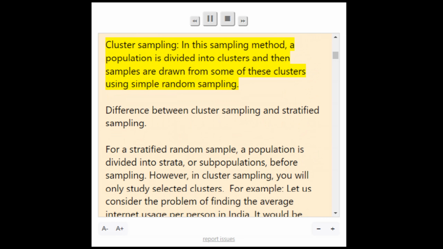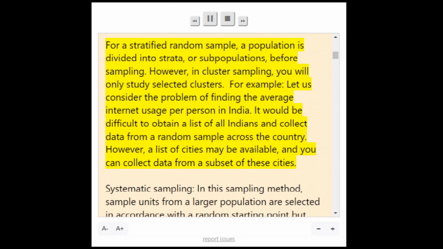Cluster sampling: in this sampling method, a population is divided into clusters and then samples are drawn from some of these clusters using simple random sampling. Difference between cluster sampling and stratified sampling: for a stratified random sample, a population is divided into strata, or subpopulations, before sampling. However, in cluster sampling, you will only study selected clusters.